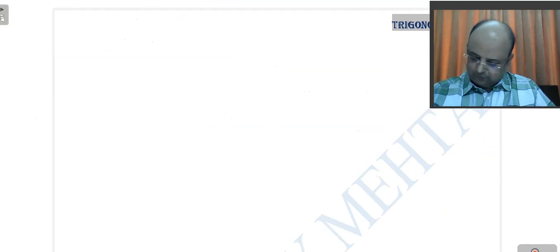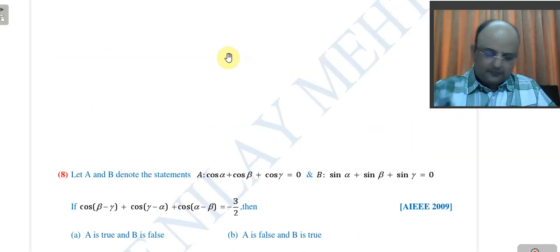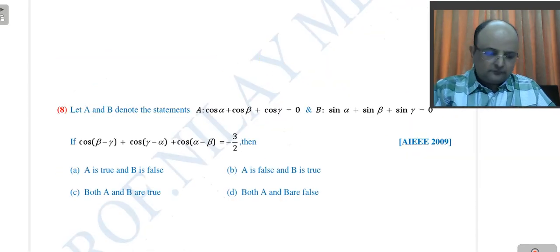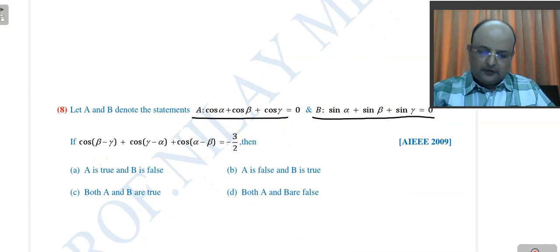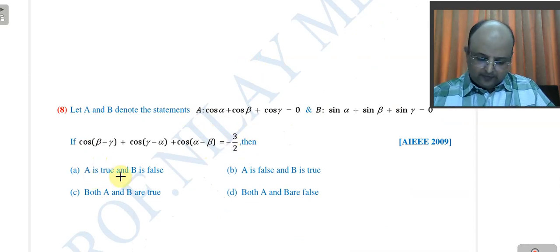Question 7 was that, we go for 8. Yes, it is here. Your A and B denote that this is your statement A, this is your statement B. This is given to us, and let's read this. A is true, B is false; A is false, and B is true.